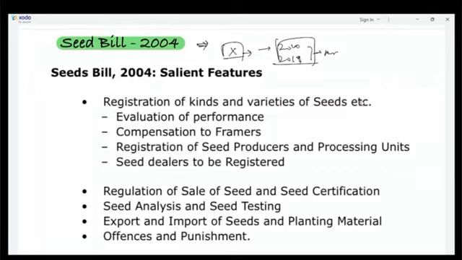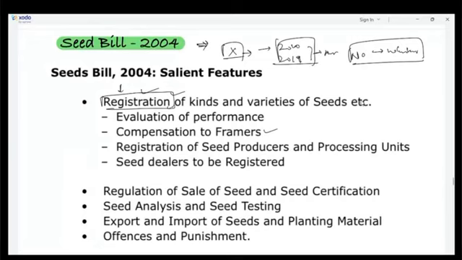If you want to talk about the salient or important features of the seed bill, and how it is different from the Seed Act, meaning the new provisions, it is mainly the registration. Earlier, under the Seed Act 1966, notification was completely voluntary. There is no compulsion that every variety in the market has to be notified. But according to the seed bill, there is a mandate that every variety sold as seed should be registered with the government, that is, the registration of the kind and varieties of the seed. So this is the first and foremost important thing.